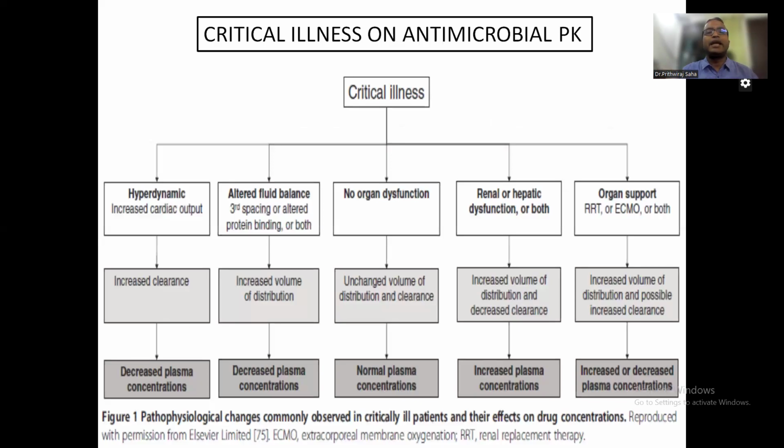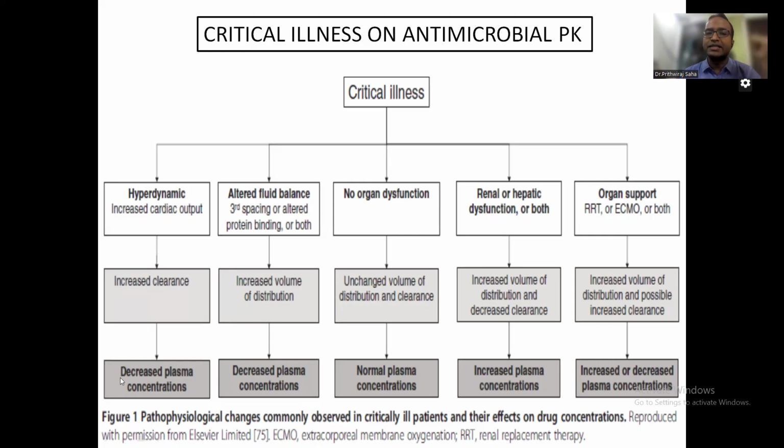Now coming to critical illness and antimicrobial PK. The pharmacokinetics we have read: absorption, distribution, metabolism, elimination. ADME, what we used to say, assistant DME or assistant director of medical education. So in critical illness, what happens to all these things? There is a hyperdynamic circulation, so there is a constant increased cardiac output. So the amount of blood going into the kidney increases. So there is an increased clearance, so the plasma concentration decreases.